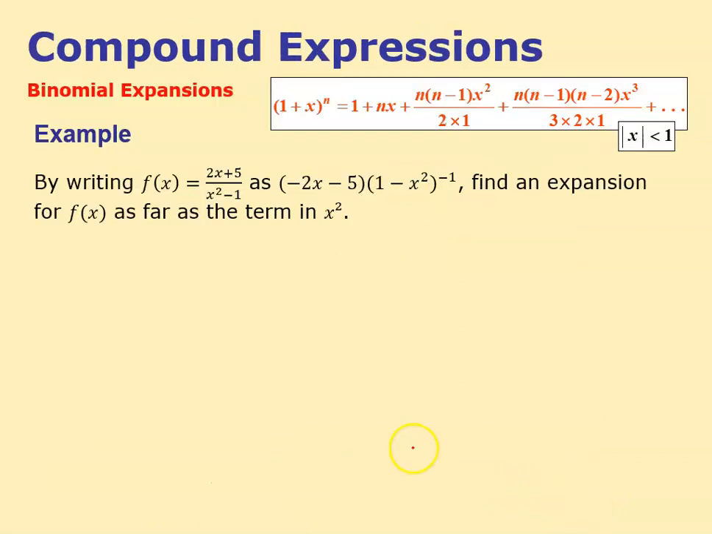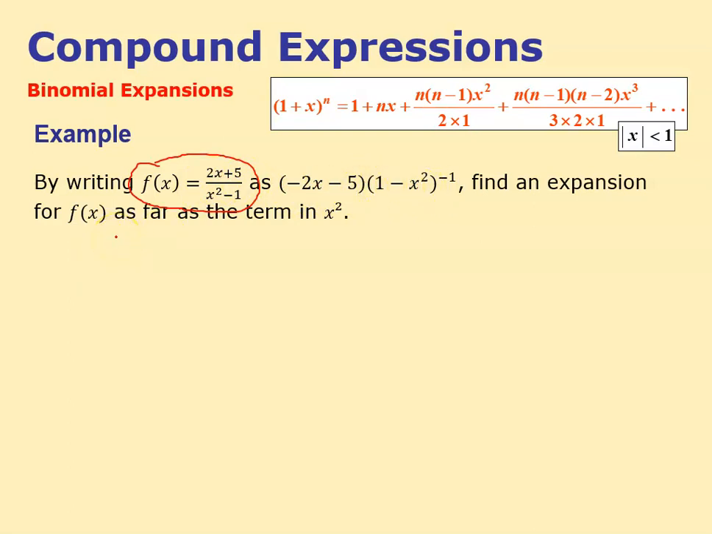Second example then. So I've got 2x plus 5 over x squared minus 1. This is the original function. But again, notice I'm actually giving you another big clue. By writing this as this, they're saying I can write that as that. Now let's just try and spot the differences. Straight away I notice it says minus 2x minus 5, and this says 2x plus 5. Now, there's a reason for that. Let me just go through that.